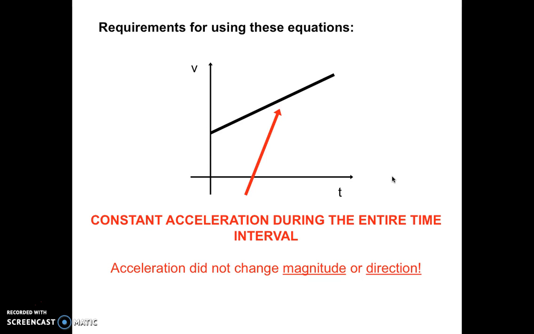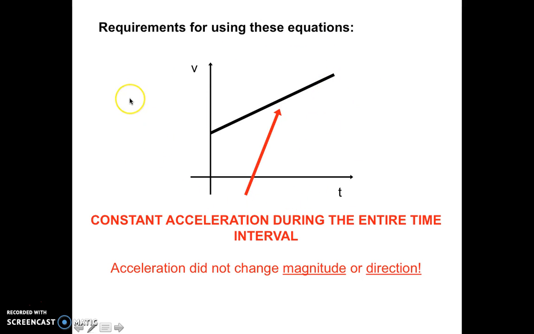The big important thing you need to remember, huge thing, is that you can only use these equations during a time when the acceleration is not changing magnitude or direction. So that means that the acceleration is constant. So our slope of our velocity time graph is constant. It's not changing. We don't have any of those funny steps going on. We can't use our equations when it's changing.